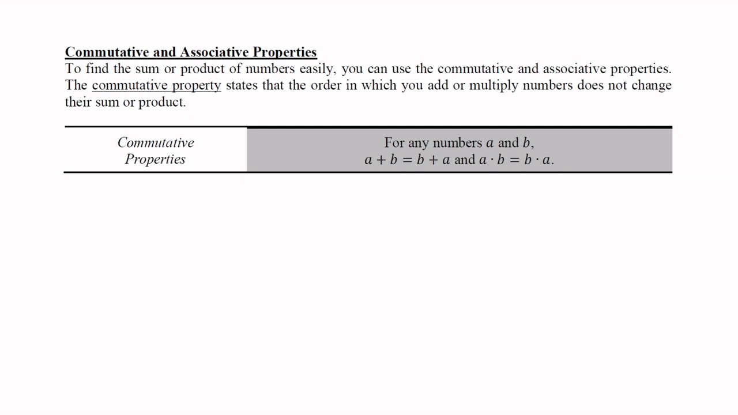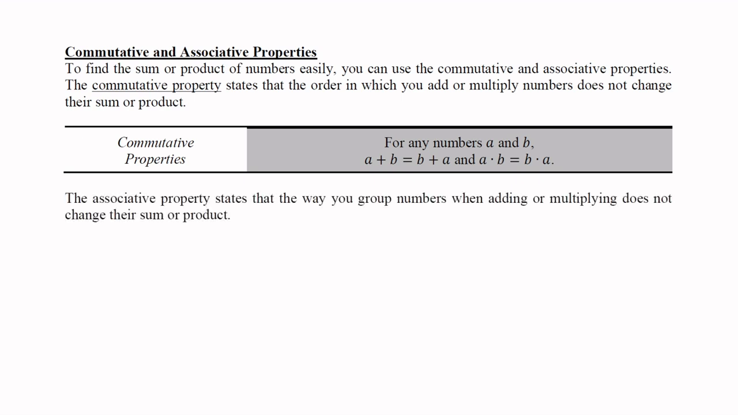So think about it with numbers. 2 plus 3 equals 5. 3 plus 2 is also equal to 5. So 2 plus 3, 3 plus 2, it doesn't matter which order you add, you're still going to end up with 5. Same thing with multiplication. 2 times 3 is 6, 3 times 2 is 6. 2 times 3 is the same as 3 times 2.